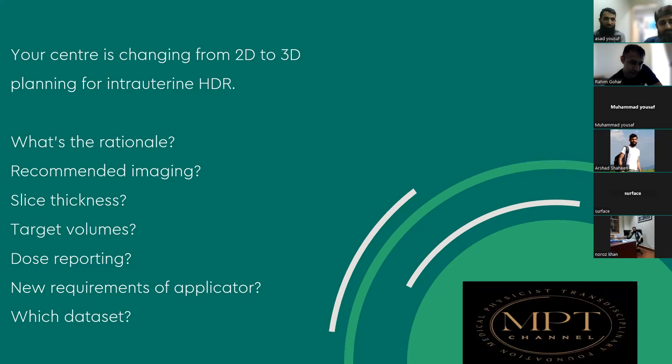So first of all, what's the rationale behind doing this? And what is the recommended imaging you are going to recommend to your department, and what slice thickness would you prefer, and what are the target volumes, and what's the dose reporting mechanism, and any references, and if it's a new requirement of applicators, what kind of applicators you prefer. You have to discuss all these steps while shifting from 2D to 3D planning.